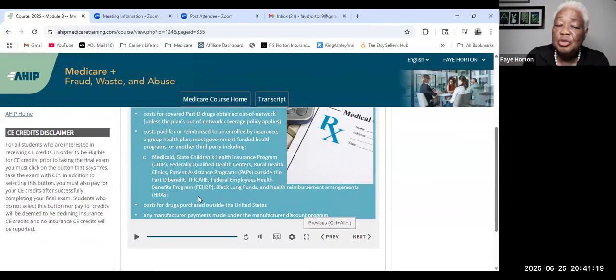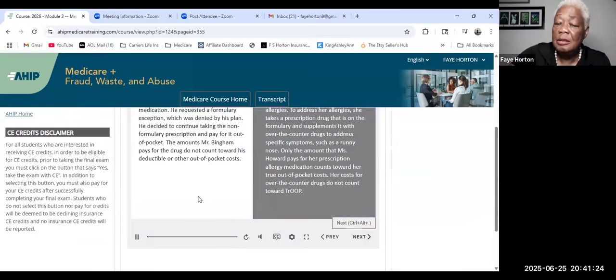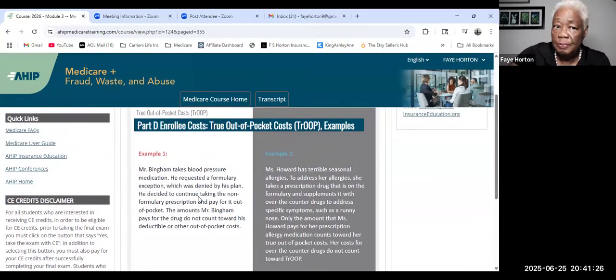Any manufacturer payments made under manufacturer discount programs are not included in the TROOP. So let's look at an example. Mr. Bingham takes blood pressure medication. He requested a formulary exception, which was denied by his plan. He decided to continue taking the non-formulary prescription and pay for it out of pocket. The amounts Mr. Bingham pays for the drug do not count towards his deductible or other out-of-pocket costs.